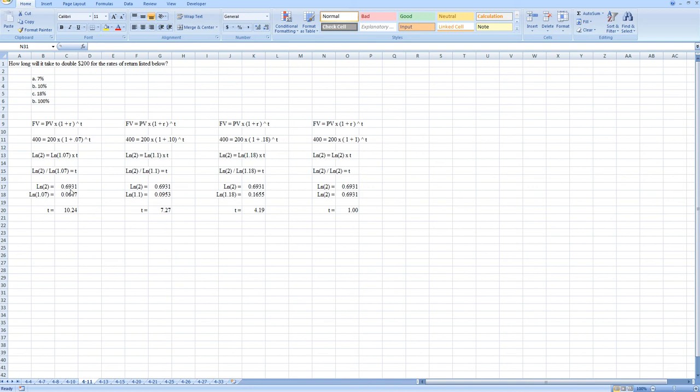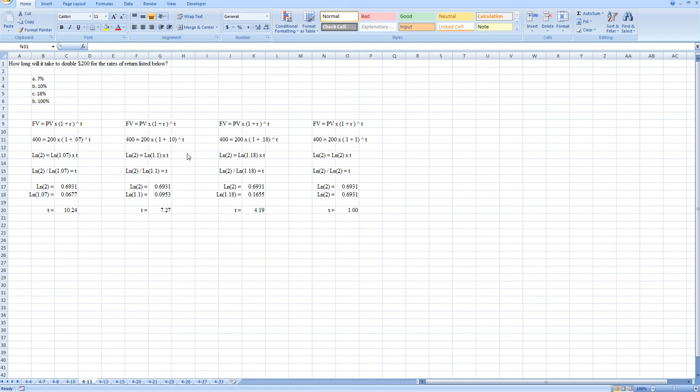Natural log of 2 we find is 0.6931, rounded to 4 places right of the decimal, and the natural log of 1.07 is 0.067. We then divide these, and t is equal to 10.24 years. What this is telling us is it's going to take 10.24 years for our money to double at a rate of return of 7%. So approximately 10 years, 3 months.